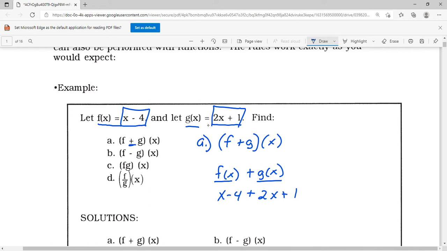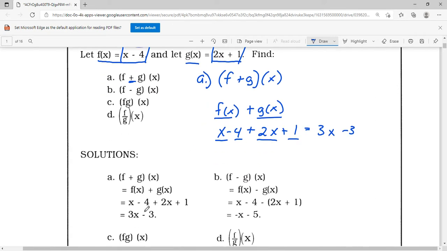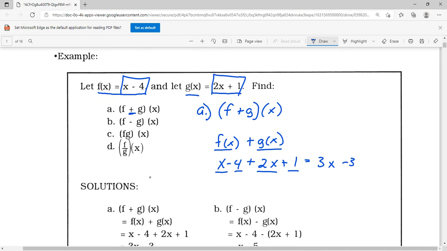So we're going to add our like terms. x plus 2x would be 3x, and negative 4 plus positive 1 would be negative 3. So 3x minus 3 is the answer to that one. Alright, so that's how you would add functions.